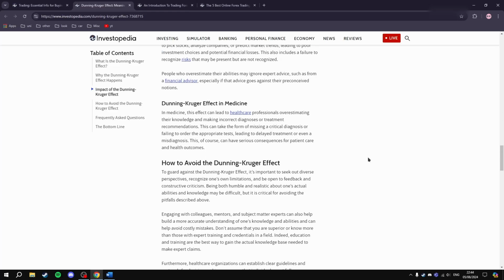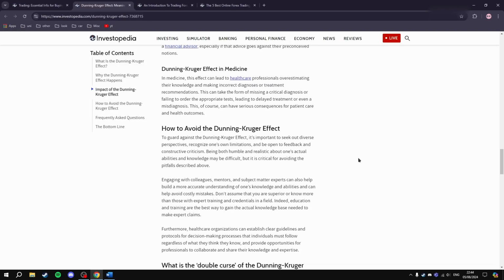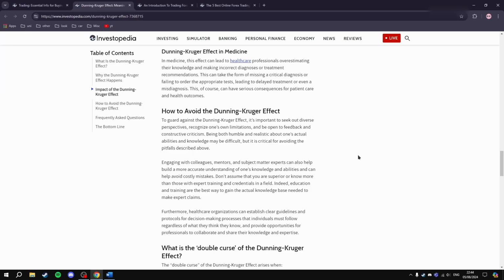People who overestimate their abilities may ignore expert advice, such as from a financial advisor, especially if that advice goes against their preconceived notions. Dunning-Kruger effect in medicine. This effect can lead to healthcare professionals overestimating their knowledge and making incorrect diagnoses or treatment recommendations. This can take the form of missing a critical diagnosis or failing to order the appropriate tests, leading to delayed treatment or even a misdiagnosis. This of course has consequences for patient care and health outcomes.